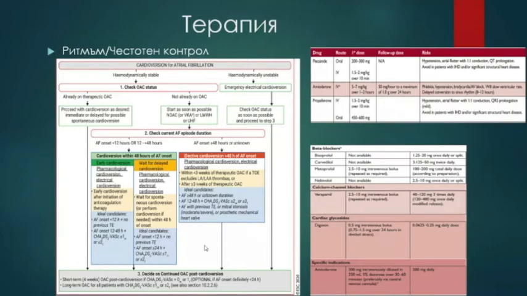So first, when the patient has come earlier, in these 48 hours, you have to decide whether to convert it or to control the rate. So that's the first thing. And the second thing is to choose what anticoagulation to give the patient.